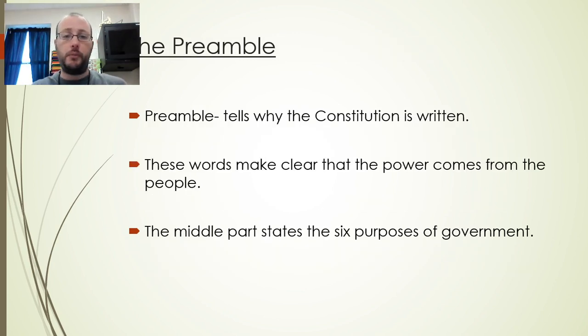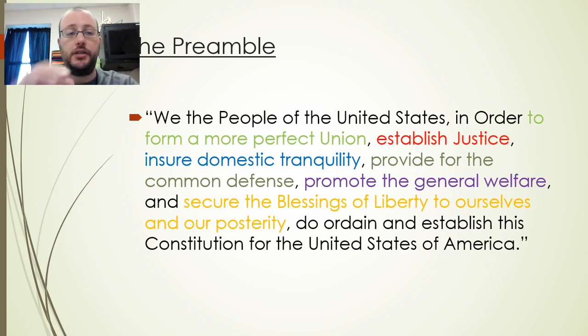The first one is the preamble. The preamble tells why the Constitution is written. These words make clear that the power comes from the people. And the middle part states the 6 purposes of government. So the preamble is the introduction. It tells why the Constitution is written. So let's break this down a little bit. Now, the 6 purposes of the government I have highlighted in different colors.